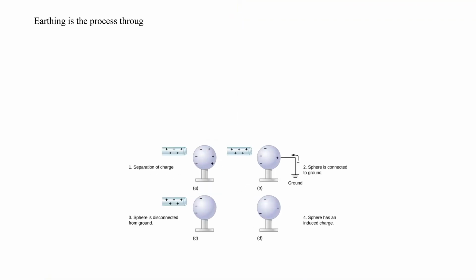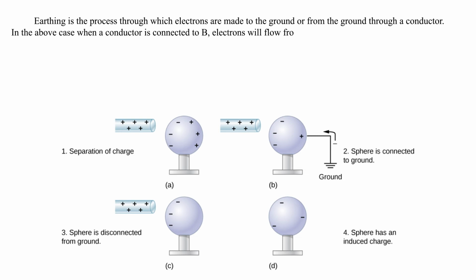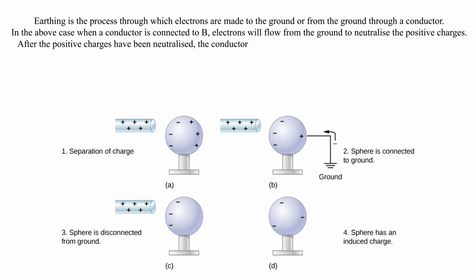Earthing is the process through which electrons are made to flow to the ground or from the ground through a conductor. In the above case, when a conductor is connected to B, electrons will flow from the ground to neutralize the positive charges. After the positive charges have been neutralized, the conductor on B is removed fast while the two bodies are maintained adjacent to one another.